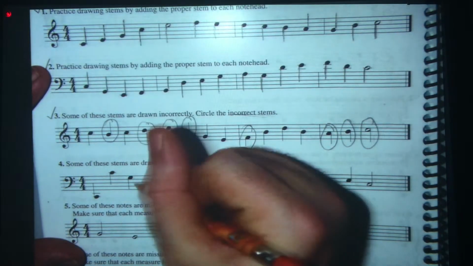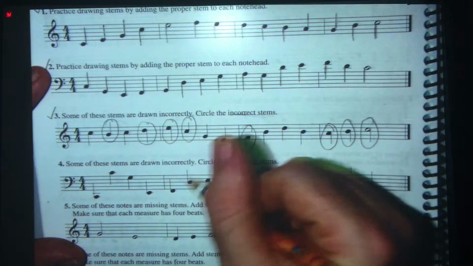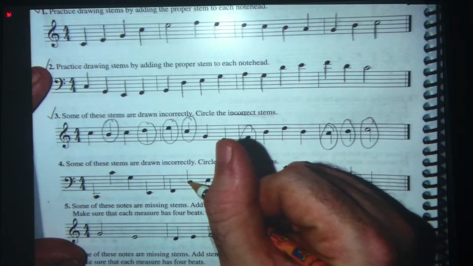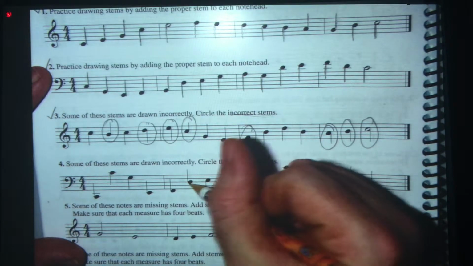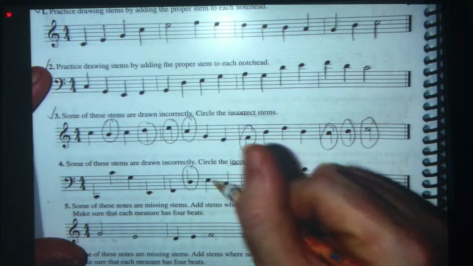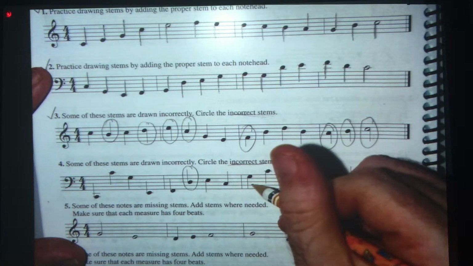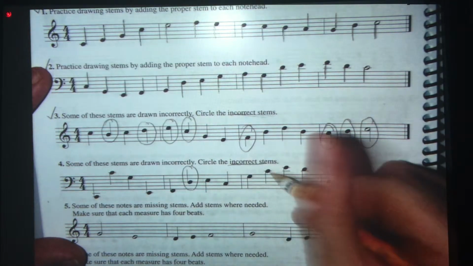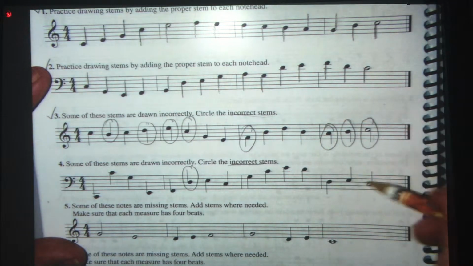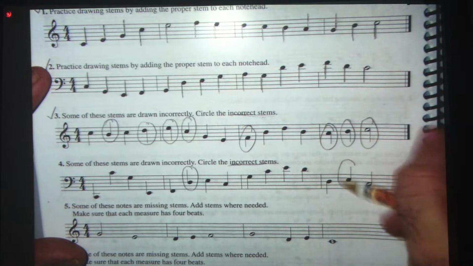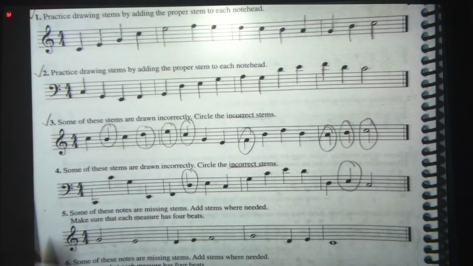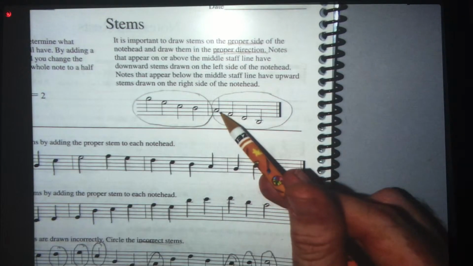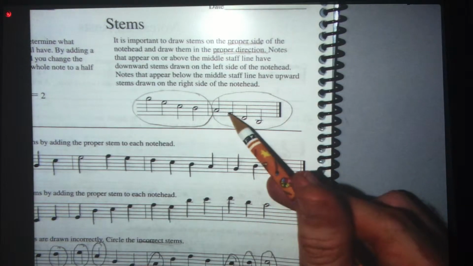Left facing down, yes. Left facing down, yes. That's below, so we don't worry about it. Left facing down. Nope, it's facing up, so this one's wrong. Left facing down, yes, yes, yes, yes, yes. No. Circle that one. Okay, now we're going to look for any of the ones that are on the second space and below. They should be on the right facing up.